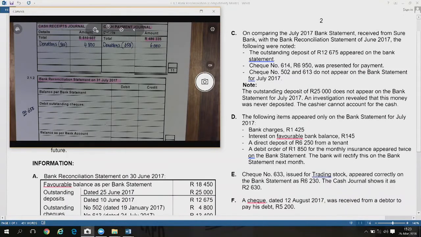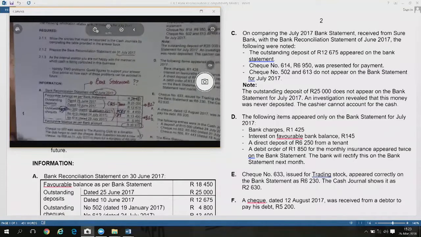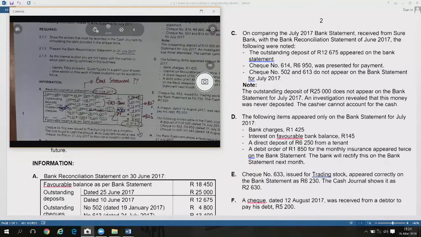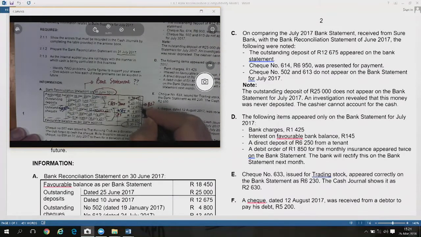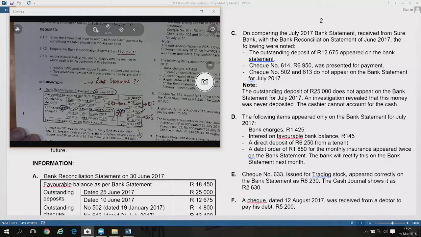On comparing the July bank statement received from Sure Bank with the bank reconciliation statement of June, the one that we've got in front of us. Remember, if you're done with number 502, you tick that one because you're done with that one. The following were noted. The outstanding deposit appeared on the bank statement. 12675, that is on the bank statement, so we tick that one. Check number 614 for 6950 was presented for payment, so we tick that one.